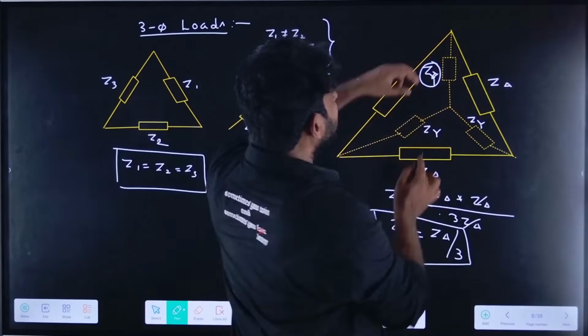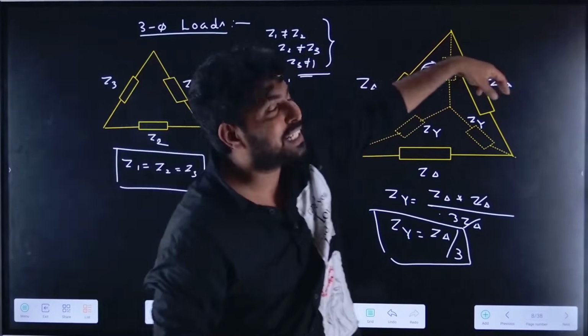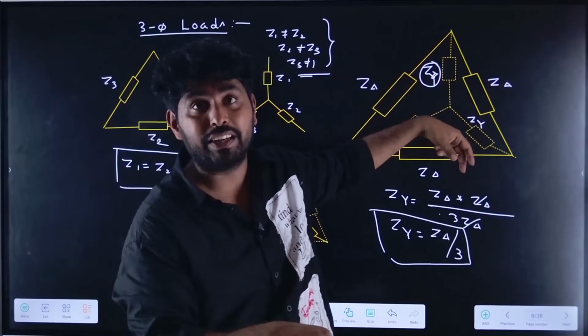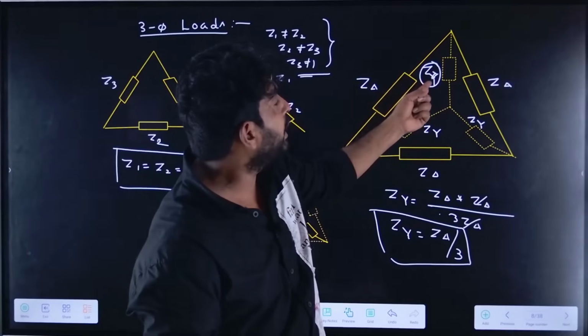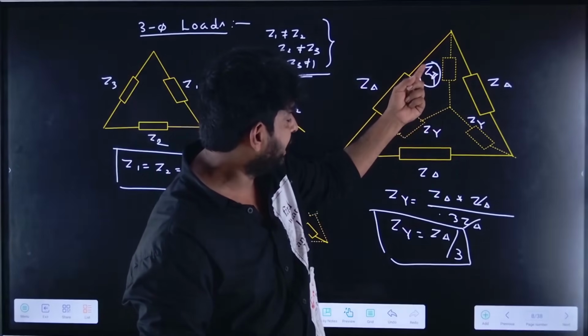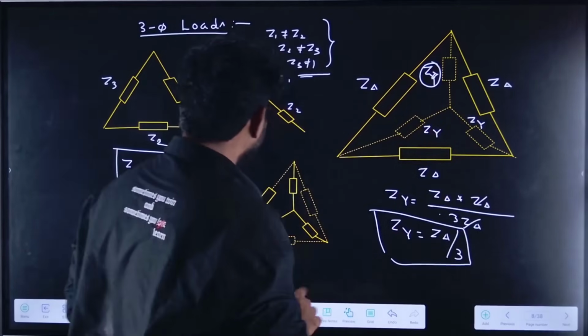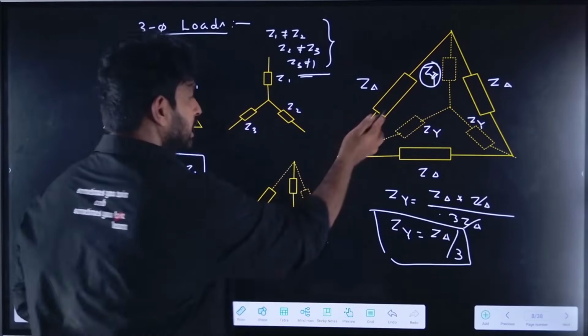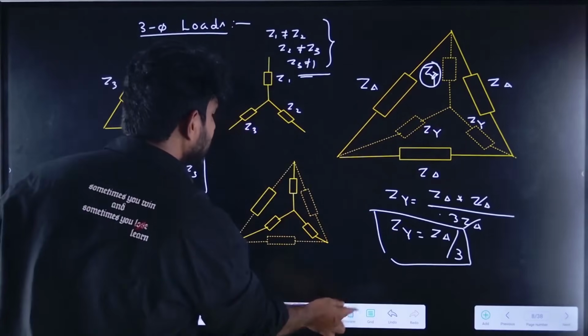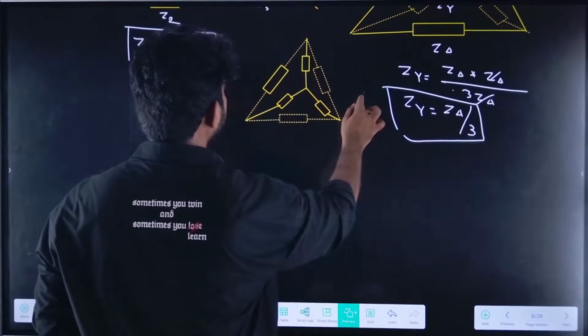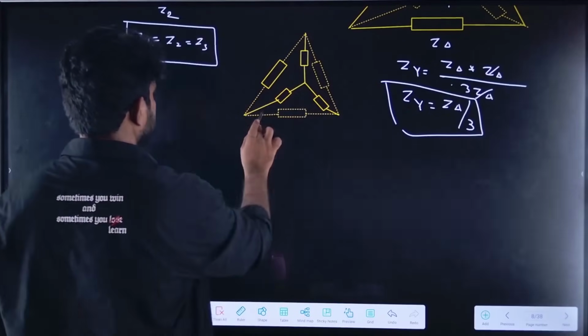So if I want to replace this delta connected load with the equivalent star connection, I need to make this Z star equal to Z delta by 3. That's the first case. Now let us consider the second case.